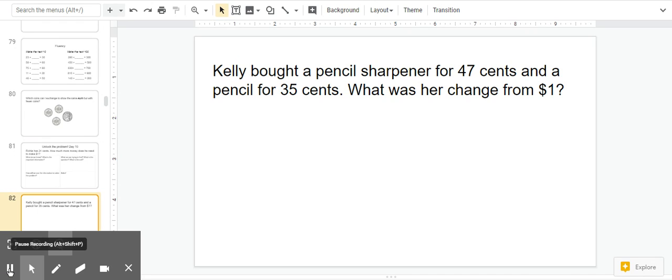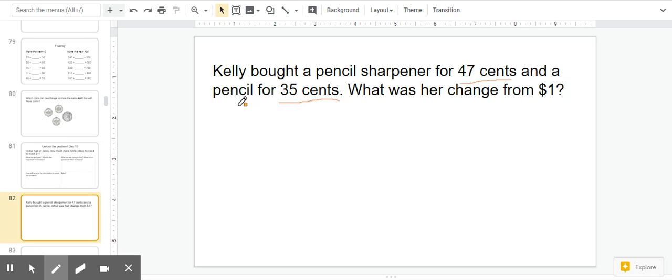Now let's do another word problem using money. Kelly bought a pencil sharpener for 47 cents and a pencil for 35 cents. What was her change from $1? So she bought two things. She bought a pencil sharpener and a pencil. I know when we have that word and, we're putting things together, and that means addition. So I'm going to start by underlining those important numbers, 47 cents and 35 cents.